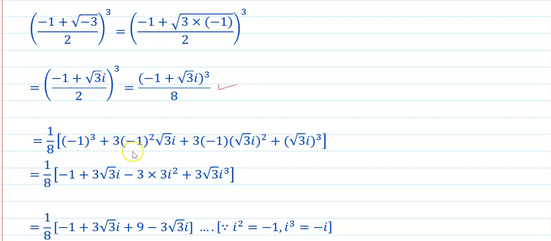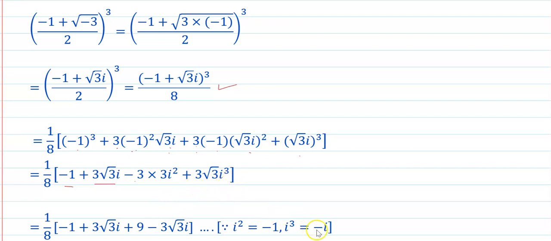A cube plus 3a square b plus 3ab square plus b cube. Minus 1 cube means what? Minus 1. And the 3 into (minus 1) square means what? Plus 1, that is 3 root 3 into i. You will get here 3 into minus 1, you will get minus 3 root 3, that is i square. Root 3 is a square, 3 आला, and here is i square. I square is minus 1, and this minus and minus, that will become plus. 3 into 3, you will get 9. 3 root 3 i cube.